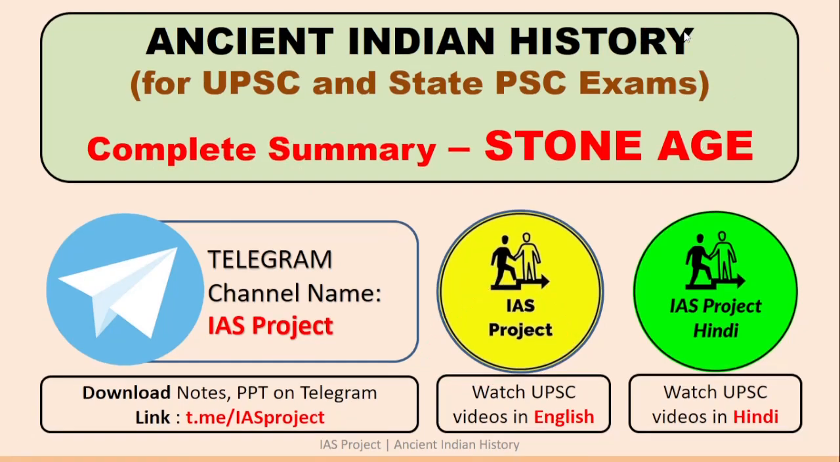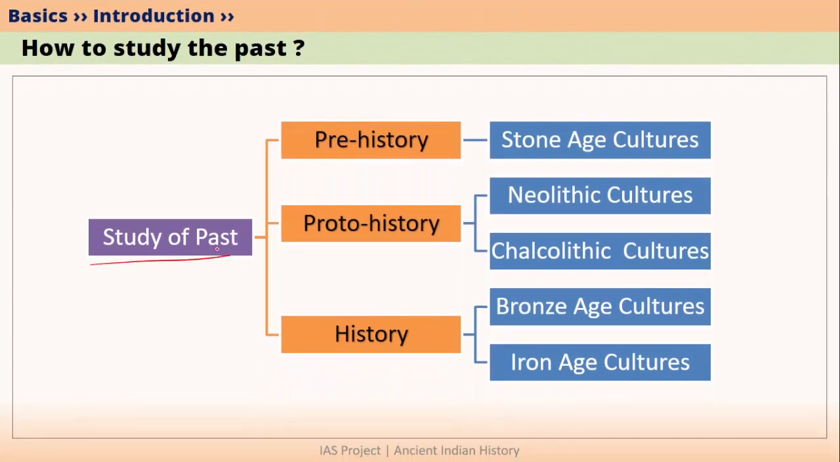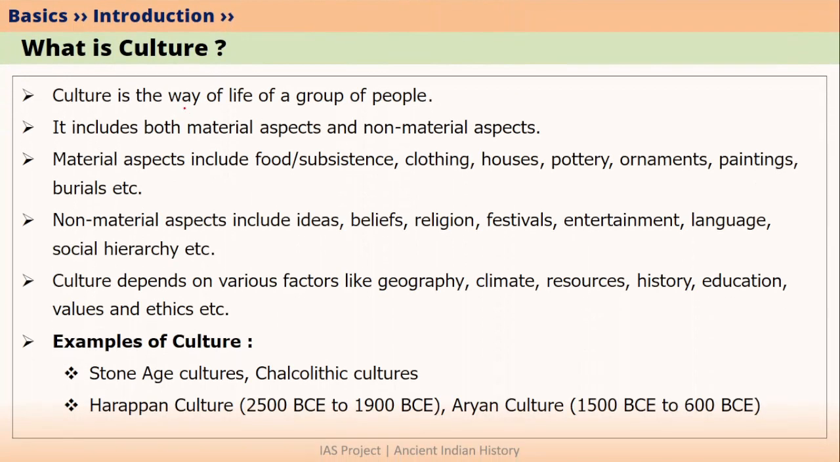We have divided the study of past into 3 parts, and within each part, we have different kind of cultures. Let's see what culture is. Culture is a way of life of a group of people. This way of life consists of both material aspects as well as non-material aspects.